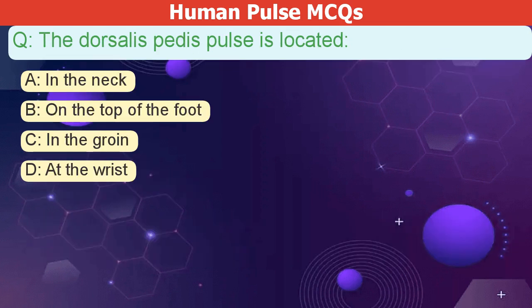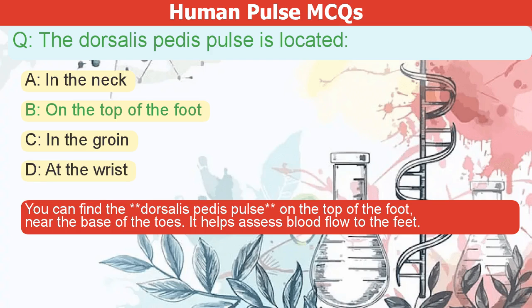The dorsalis pedis pulse is located A. In the neck. B. On the top of the foot. C. In the groin. D. At the wrist. The correct answer is B. You can find the dorsalis pedis pulse on the top of the foot, near the base of the toes. It helps assess blood flow to the feet.